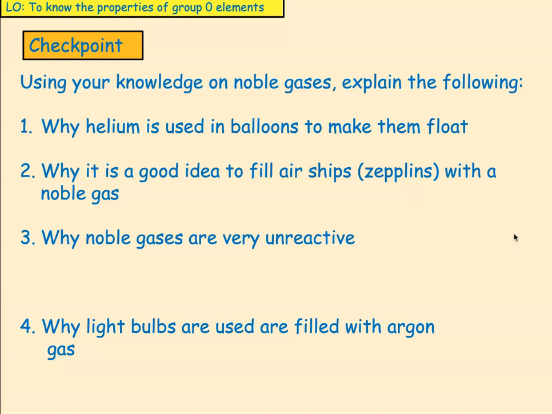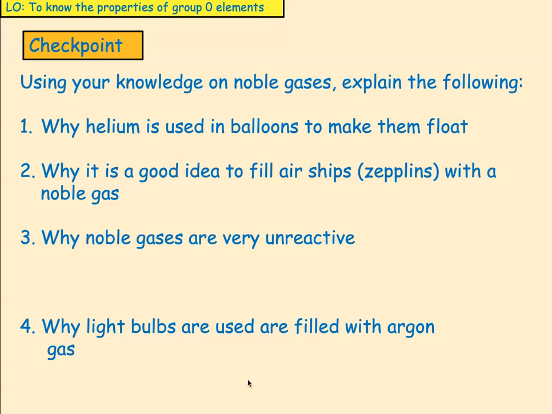Okay, so we're going to do our final checkpoint. I want you to read the questions, pause the video, and use your knowledge to explain these 4 things. Why helium will be used in balloons, why it's a good idea to fill an airship or a zeppelin with a noble gas, why noble gases are very unreactive, and why would you put argon in a light bulb instead of air or oxygen. Right, pause the video now and come back when you've answered the questions.